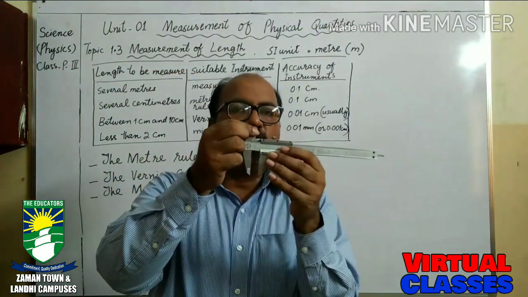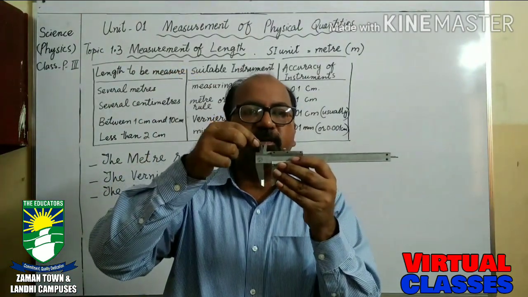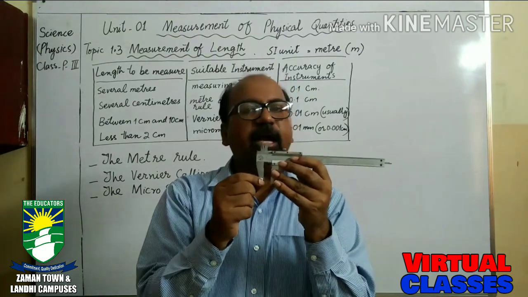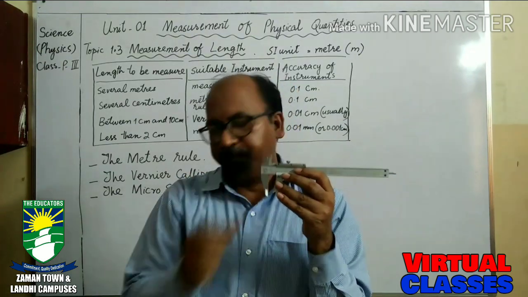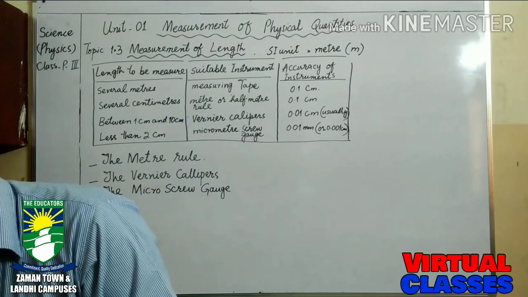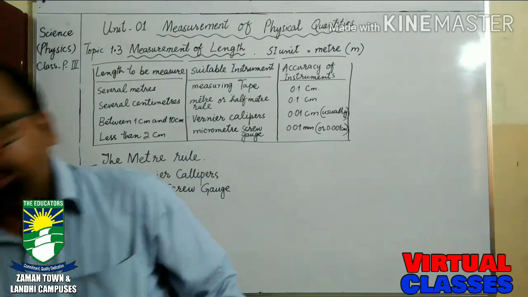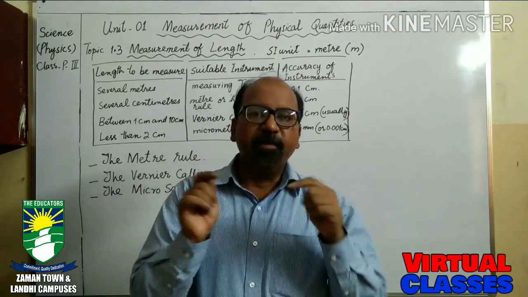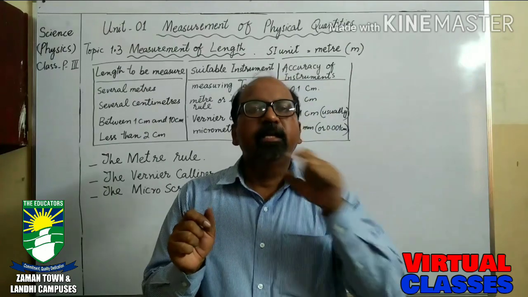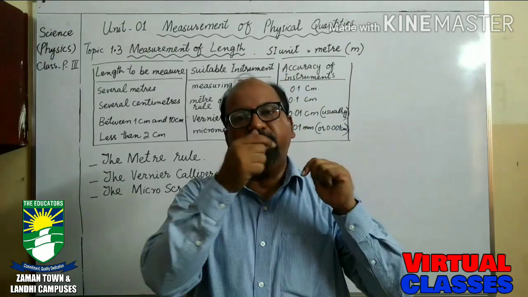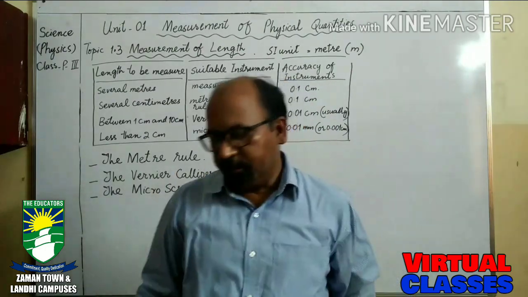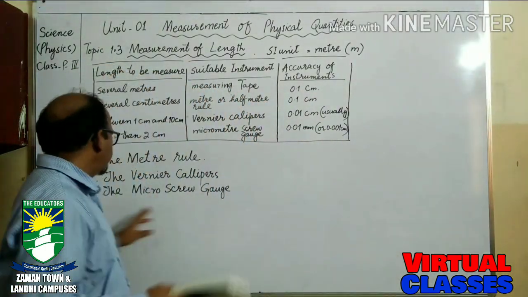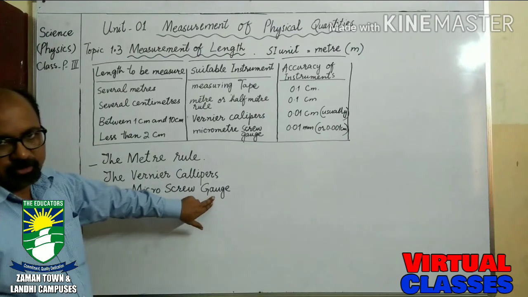These are called inside jaws for the internal diameter of anything, and these are the outside jaws for the external diameter of any cylinder. So the process for the internal diameter or external diameter is the same. We will take the main scale, then we will take the vernier scale, we will add these two, and then the diameter will come. Next topic, which is the micro screw gauge.